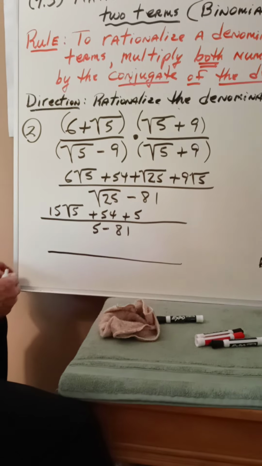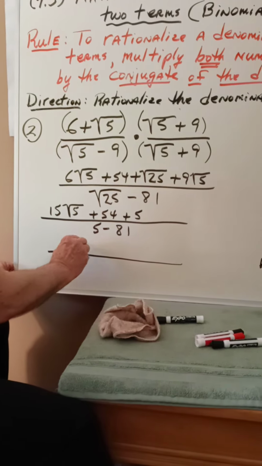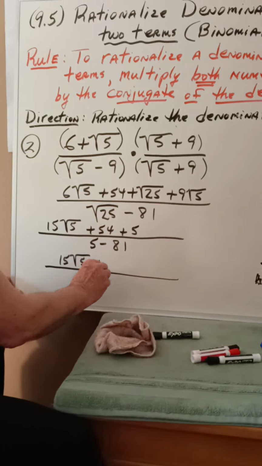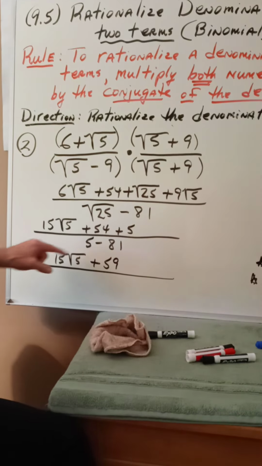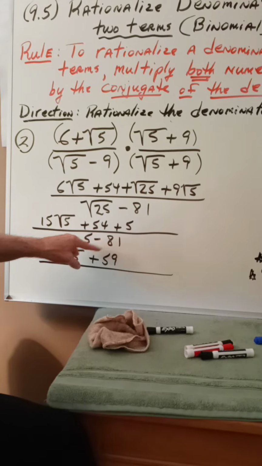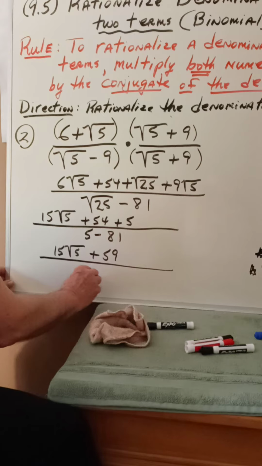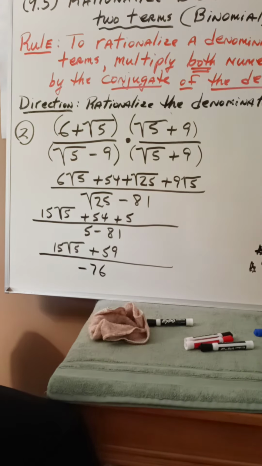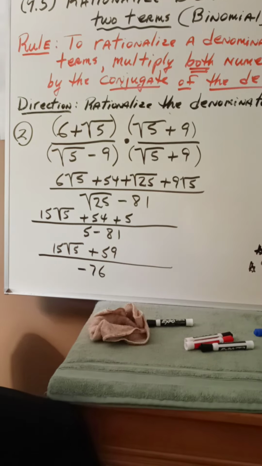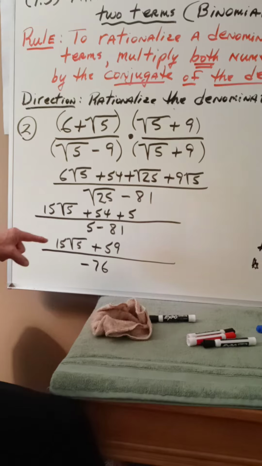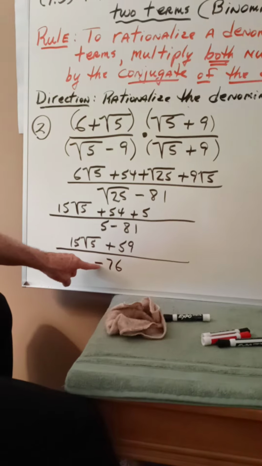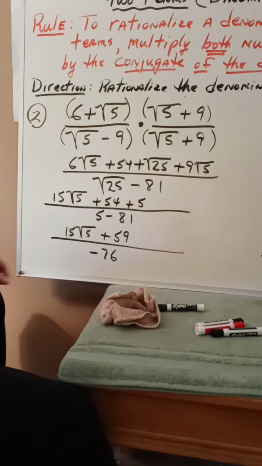Now, we can leave this in this fashion right here. 15 root 5. Combine the 54 with the 5 for positive 59. And then 5 minus 81, or a positive 5 combined with a negative 81, should be a negative 76. You can leave your answer this way. There is nothing wrong with that answer. But when you check in the back of the book for your answer, they will not leave the negative sign down there by the denominator.